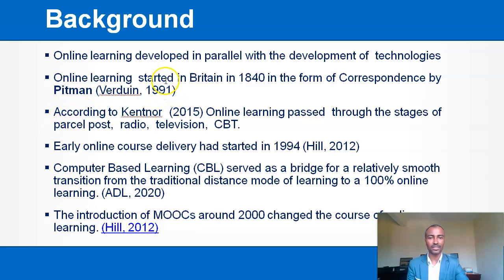After the start of distance learning in the form of correspondence, it passed through several stages, including the radio education and television stage, and finally the CBT. CBT is computer-based training, which is also another form of distance education. It is closer to online learning, but it's different in that computer-based training is delivered through computers, but there is no need for an internet connection. It's not online, it's usually offline.